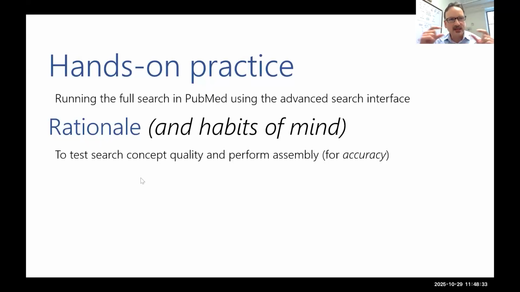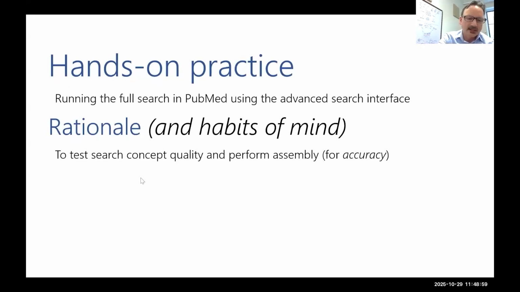And so the way we do that is search by individual concept, so we can interrogate that individual concept. And then the assembly piece is also a place where errors can occur. And that's why we're going to use the advanced search builder to do the assembly. Basically, to put the parentheses in the right place, put the AND Boolean operator in the right place, and get our final result.